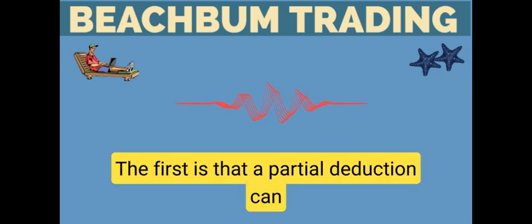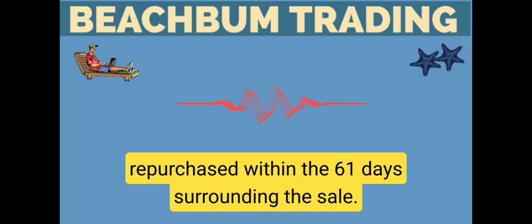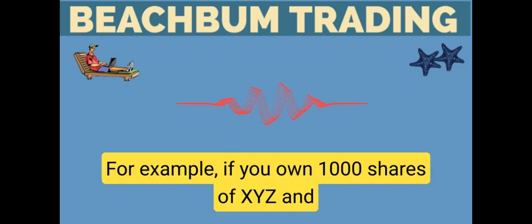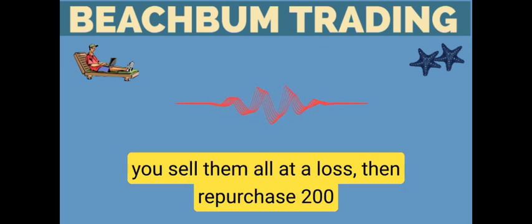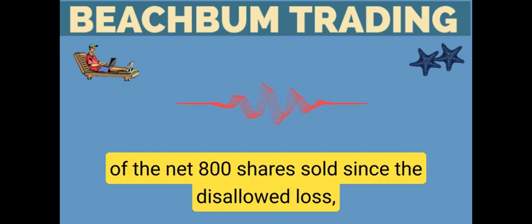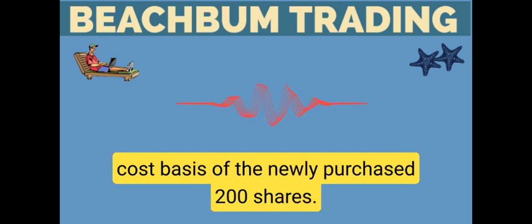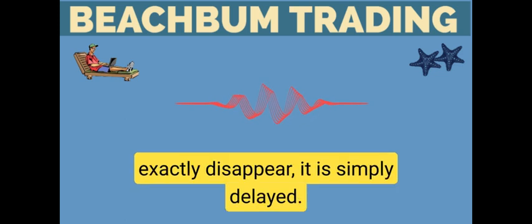The first is that a partial deduction can be taken if more stock is sold than repurchased within the 61 days surrounding the sale. For example, if you own 1,000 shares of XYZ and you sell them all at a loss then repurchase 200 shares, you may still be entitled to deduct the loss of the net 800 shares sold. Since the disallowed loss on the other 200 shares will be added to the cost basis of the newly purchased 200 shares, the rest of your loss doesn't exactly disappear, it is simply delayed.